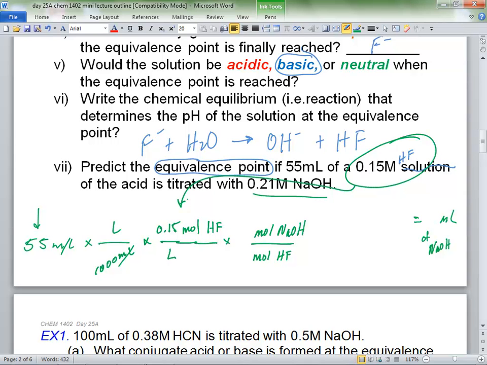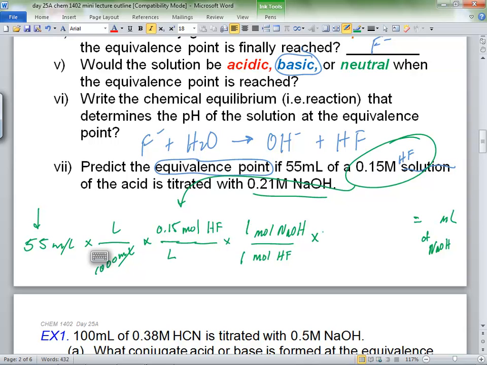Yeah, you could skip this first part and just write 0.055 liters. That would work. But you can't really skip this part. What's our ratio going to be? It's 1:1. It's always 1:1. All right? Because all of them are what type of acids? What protic? Monoprotic. So it's always 1:1. So we're fine.